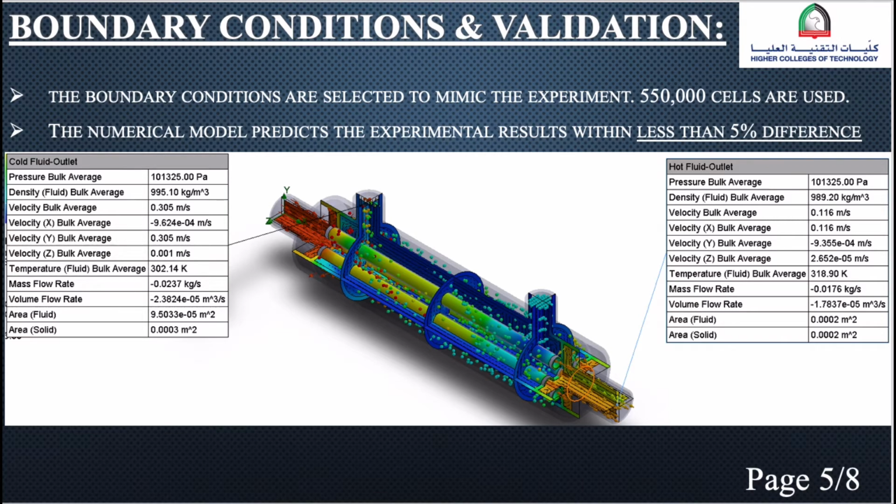The number of cells is chosen based on running our simulations with many trials of the cell count so that the computational results are not changing significantly with the cell count. The final cell count that is used in our project is around 550,000 elements. With this cell count, the numerical model predicts the experiment results within less than 5% of uncertainty.